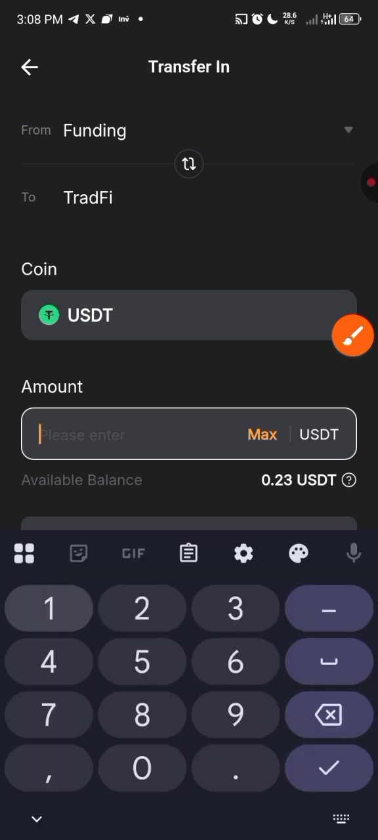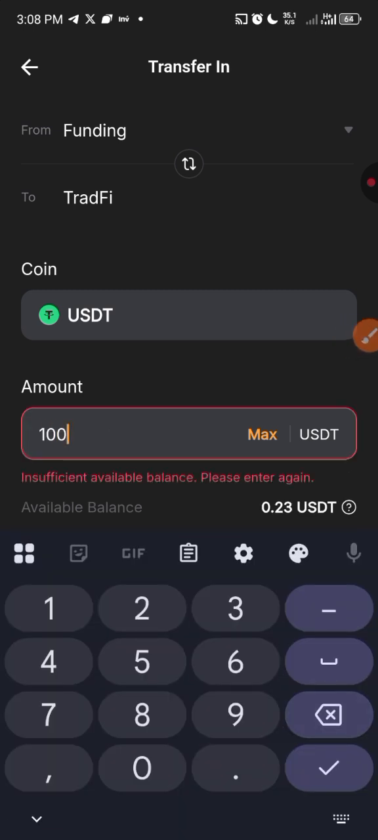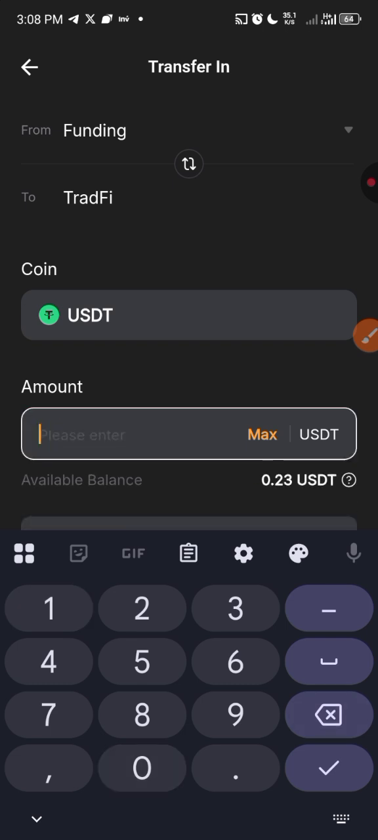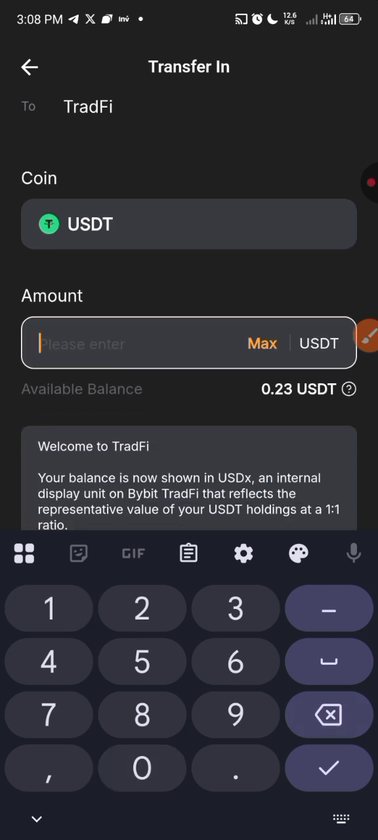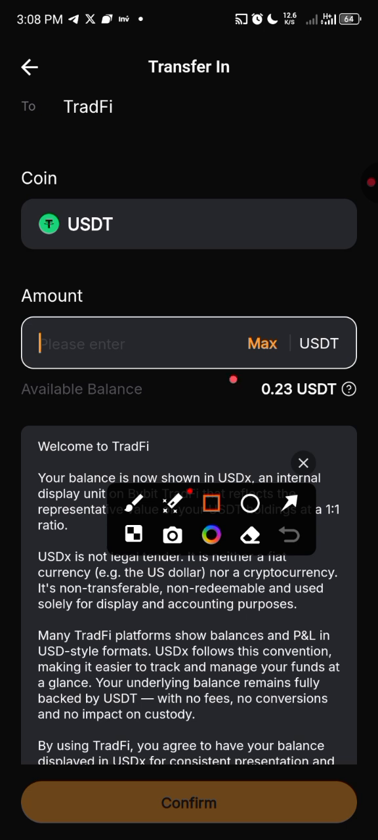Let's say you have $100, you put your $100. Let's say you have $10, any amount you have, you put it right there and you transfer. You can see right here, what I have here is just this amount, $0.23. There is no money in this account right now.